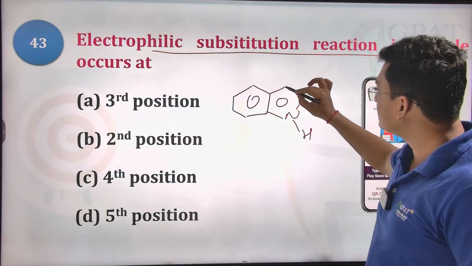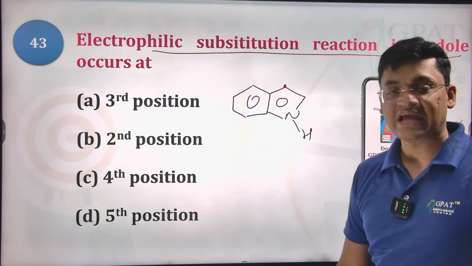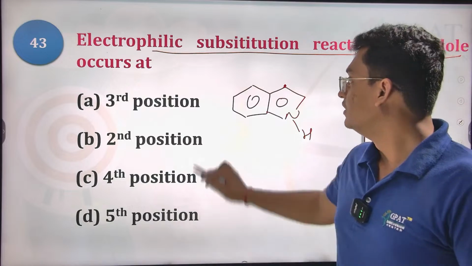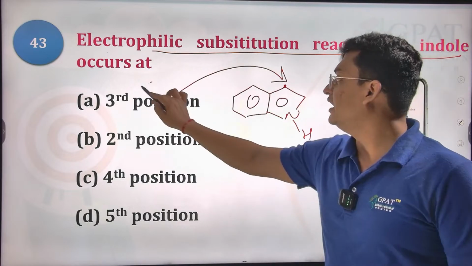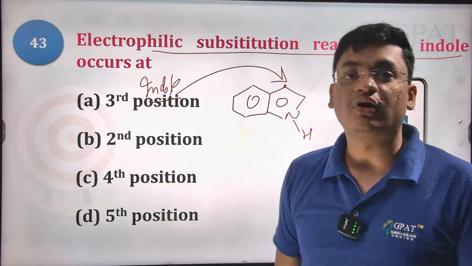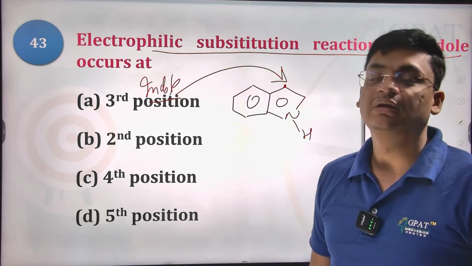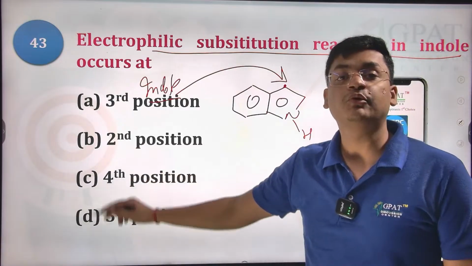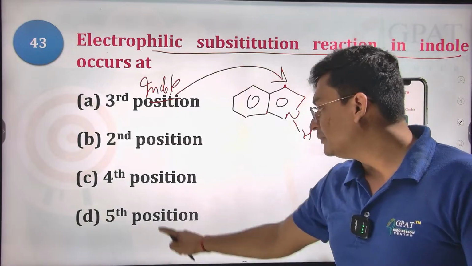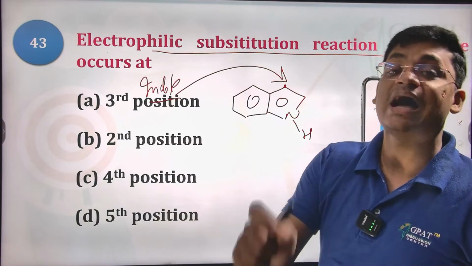So this third position is having reactions for the electrophilic substitution reaction for the case of indole. This 3 position is related to the indole. The fourth position will be possible for... Second position is possible for the pyrrole, furan and thiophenes. Fifth position is possible for the quinoline and isoquinoline.